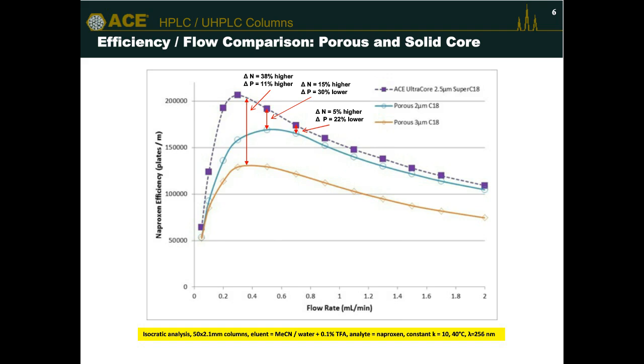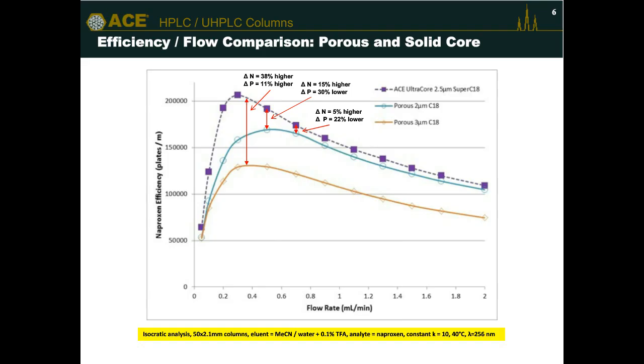The next highest efficiency is our fully porous 2 micron particle. So I'm getting more efficiency by reducing the particle size. That's obvious. That's why everyone has been investing in UHPLC systems and UHPLC columns. Smaller particles give you higher efficiency. We know that what they also give you is higher back pressure. And that's why we have to invest in such technology in terms of the instrumentation and the packing technology for the columns.